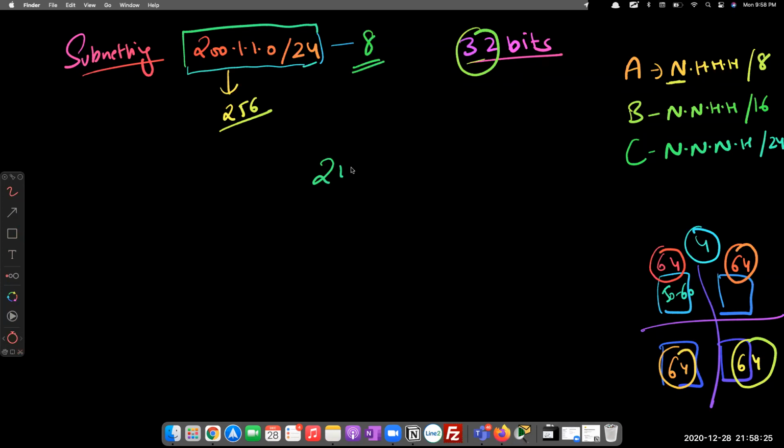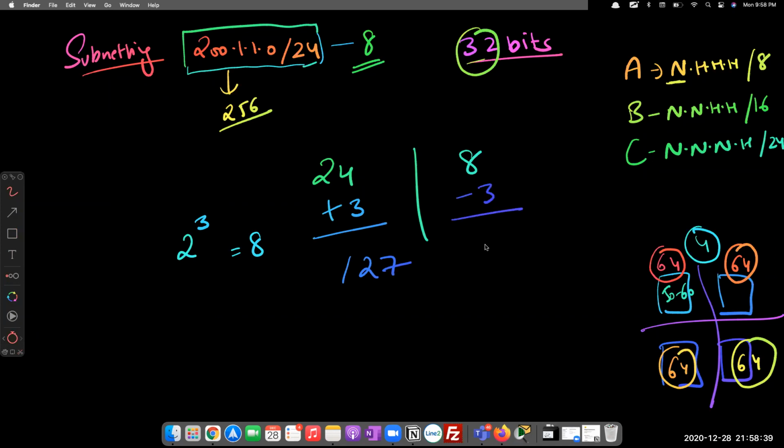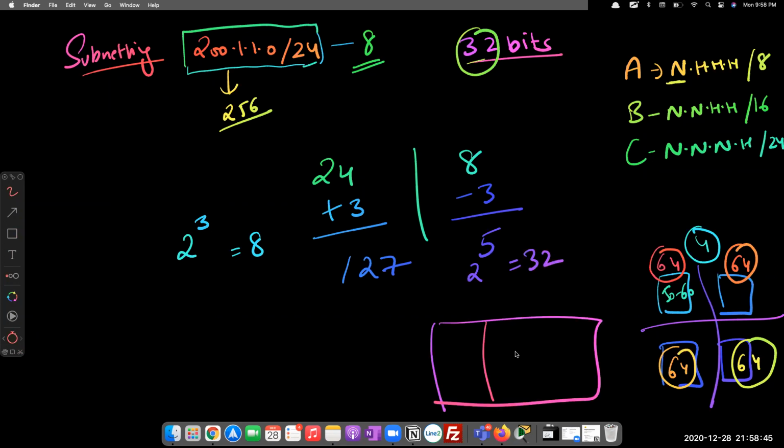So again, by default 24, we have 8 here. So how do we get 8? When we have 2 to the power of 3. So I'm going to add 3 here, 27, and I'm going to reduce 3 here. That comes to 5. So 2 to the power of 5 is 32. So it means we will have 8 groups, and every group has 32 IPs.